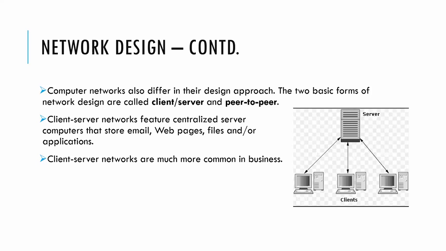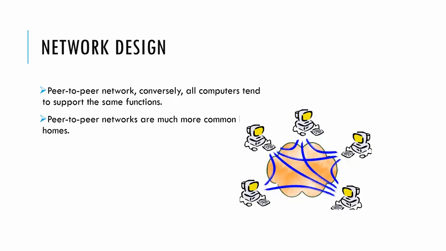So for client-server networks, they feature a centralized server computer that stores email, web pages, files, and various applications that all the clients on that server can use. These client-server networks are most common in businesses. So think of it, even at a school, there's a central server that enables the network analyst or technician to update all the software on all the devices at once. So say there's a new update to Photoshop, I can just update that via the server to update all my computers on that network.